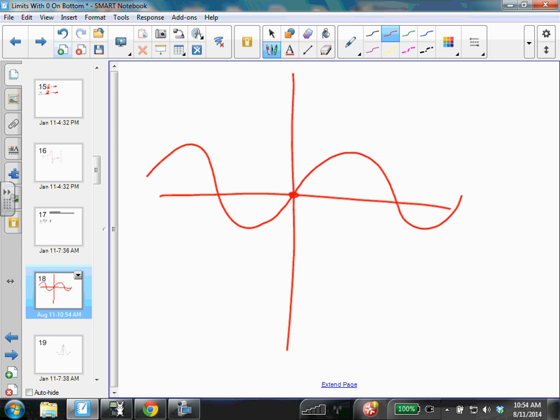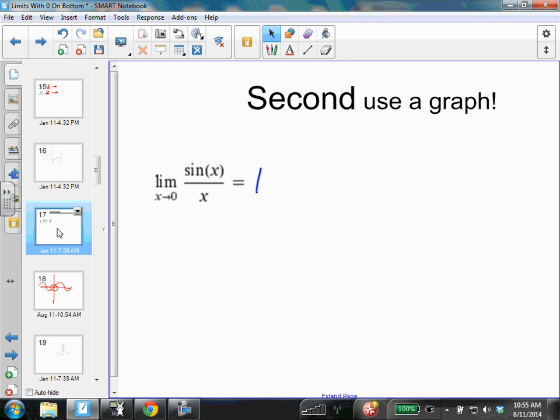But this is what's important, is what's happening right in here. What we're talking about is what's happening whenever our x value is really, really close to 0. Remember, this was the limit as x approaches 0. So I can't say this enough. This is what happens when you're really, really close to 0.